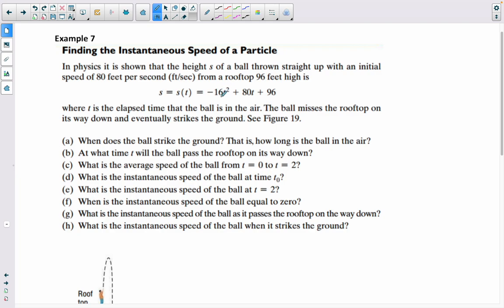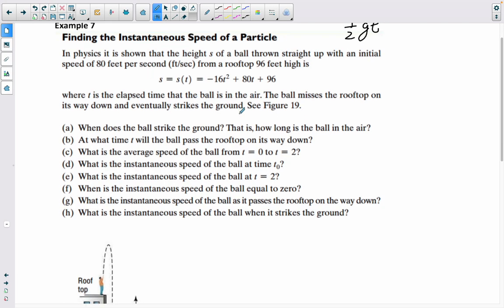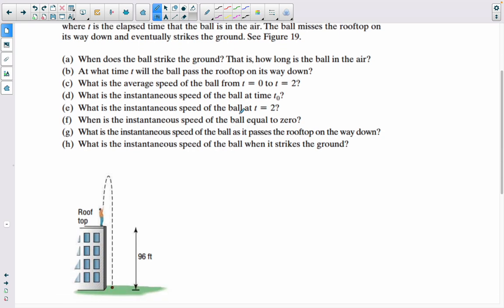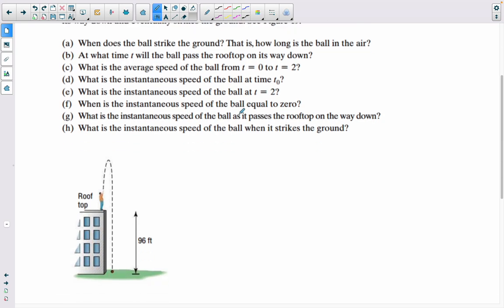This is your 1/2 AT squared. And if you're talking about feet per second, gravity's value is negative 32. So you have that taken care of there. All right, so negative 16t squared plus 80t plus 96, where t is the elapsed time from when the ball is in the air. The ball misses the rooftop on its way down and eventually strikes the ground. See the figure below. So we're going to figure out when the ball strikes the ground.